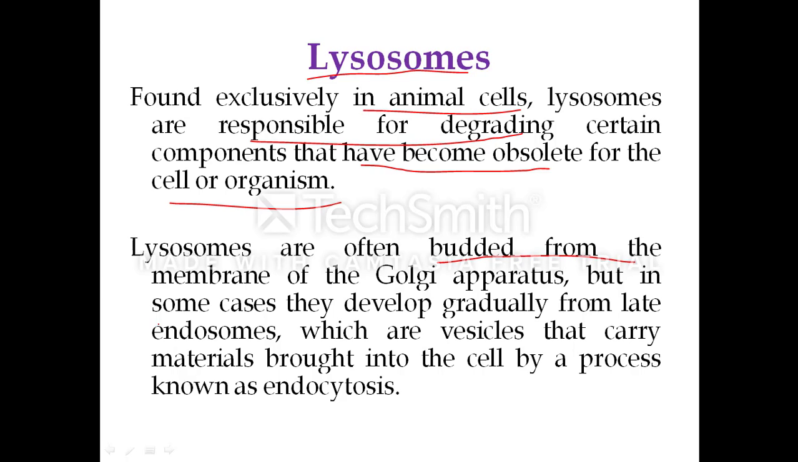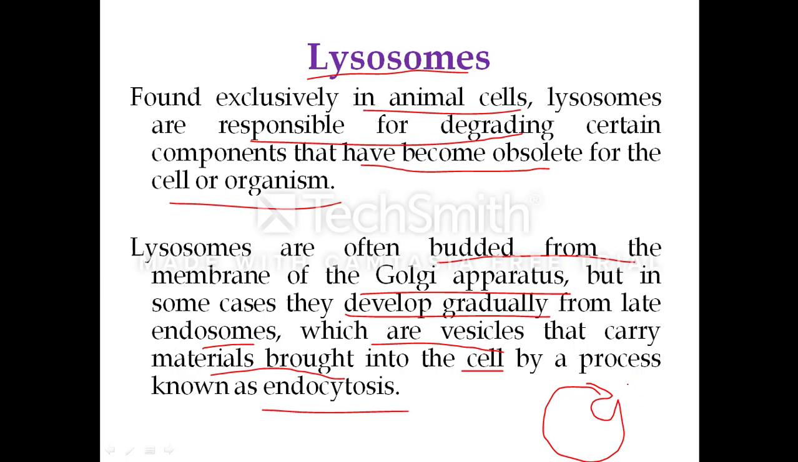Lysosomes are often budded from the membranes of the Golgi apparatus. But in some cases they develop gradually from late endosomes, which are vesicles that carry materials into the cell by the process of endocytosis. Endosomes are nothing but invaginations of the cell. If the cell surface encounters certain extracellular matrix or pathogen, it shows an invagination of the plasma membrane, which deepens and forms a vesicle. These vesicles are called endosomes, and this process of formation of endosomes by invagination of the plasma membrane is called endocytosis. Most of the time lysosomes are formed by the Golgi apparatus, but sometimes from endosomes.